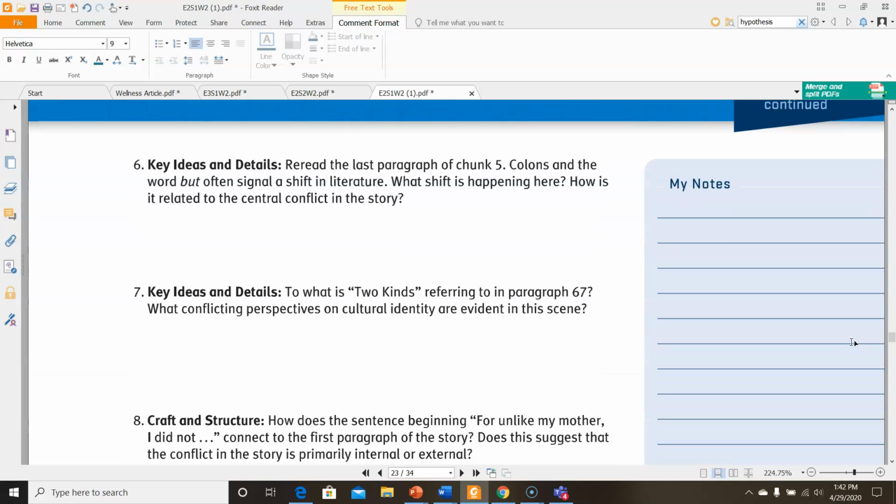For number 6, it says reread the last paragraph of chunk 5. Colons in the word but often signal a shift in literature. What shift is happening here? How is it related to the central conflict of the story? So you're going to want to go back to chunk 5 and look at the last paragraph, and you see colons in the word but. So what shift is happening? What's changing at that part? And then how is it related to the central conflict in the story? So the main thing that's causing a problem.